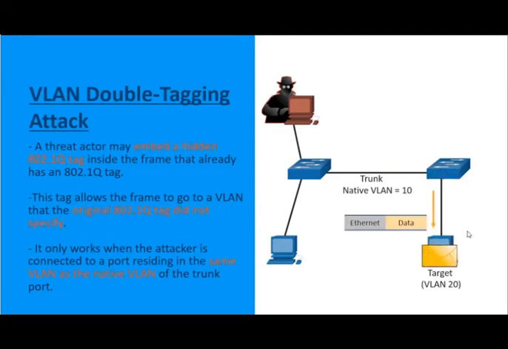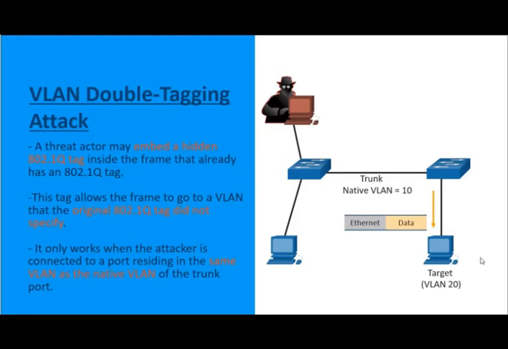This is effectively allowing our threat actor machine on VLAN 10 to communicate to the target on VLAN 20 using a double tag. Now, VLAN hopping and this whole idea of VLAN double tagging can both be prevented by putting in a couple of security guidelines.